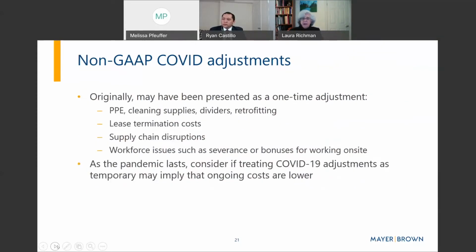Slide 21. So you need to assess the facts to determine if a COVID adjustment is appropriate to present as a non-GAAP adjustment. So consider, as I said a moment ago, we're about a year out. We've got a year of experience, and that experience may have demonstrated that a COVID adjustment that initially was thought to be non-recurring has actually become part of ongoing business operational expenses. And if it is a recurring item, then you'll need to change your presentation.